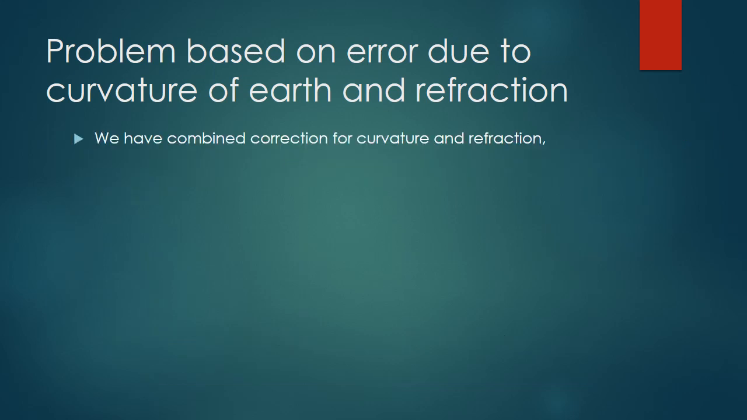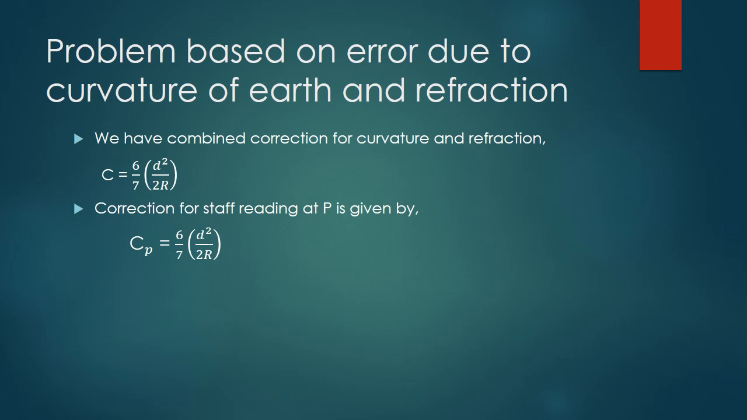Now we have the combined correction for curvature and refraction, given by C equals 6 by 7 times d square by twice r, which I have already covered in a previous lecture also. Now we will find the correction for both stations, station P and station Q, and see how much error comes up due to the combined correction for curvature and refraction.